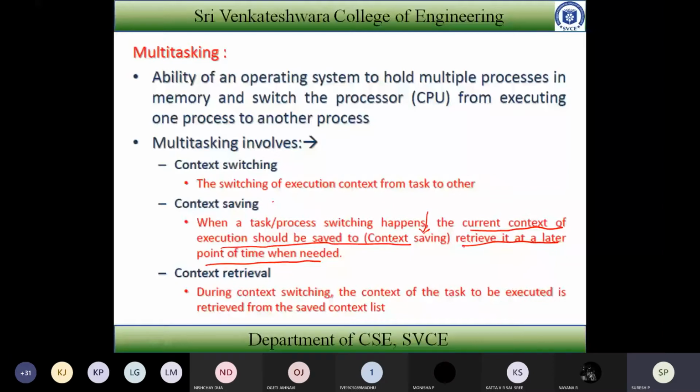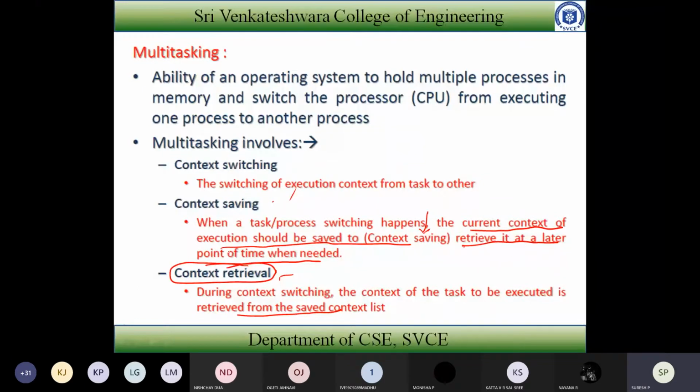Next, once the context switching has been done and the next context has completed, it has to come back to the previous context which was stopped there. This particular term is referred to as context retrieval. In this, the context is retrieved from the saved context list and executed from there. That is referred to as context retrieval.